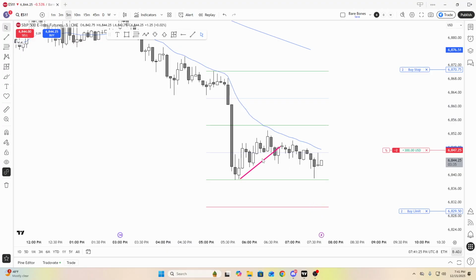This has taken a long time. I've been in the trade since this bar here. I would have liked to see bars like this at least going straight to my target.